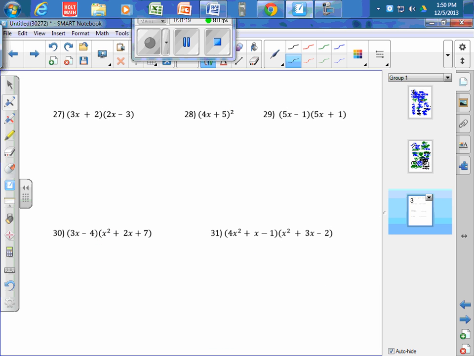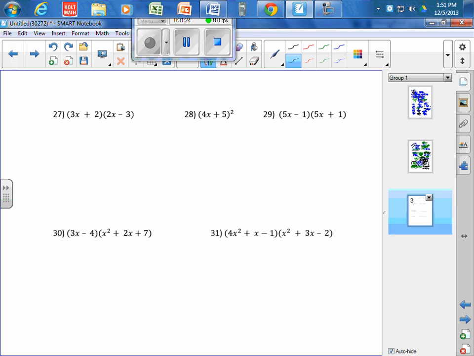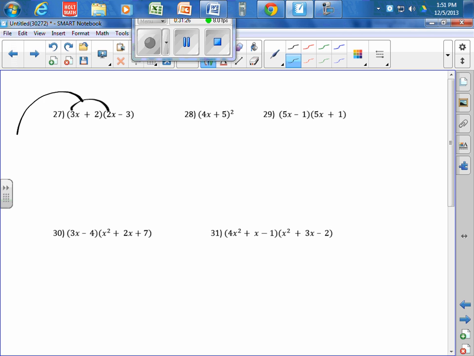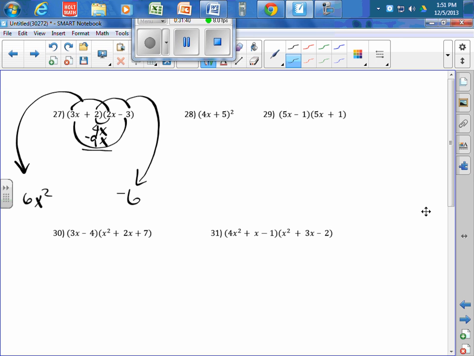Page 3. 3x times 2x, 6x squared. 2 times negative 3, negative 6. Here's 4x. Here's negative 9x. 4x minus 9x is negative 5x. So I might have done that a little bit differently. That's okay. It all comes out at the end. 6x squared minus 5x minus 6.